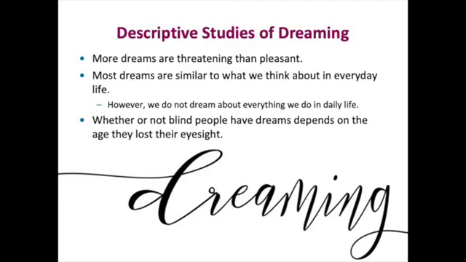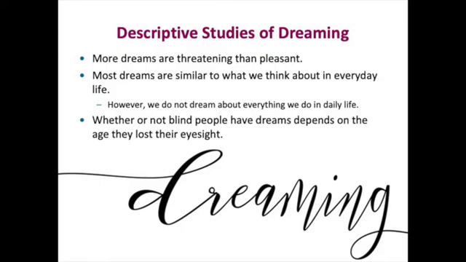However, much or most of dream content is unpleasant, such as falling, being chased, or being unable to do something, at least as reported by participants in research. Although some dreams are bizarre, most are similar to what we think about in everyday life. For example, preteens seldom dream about the opposite sex, but teenagers do. However, we do not dream about everything we do in daily life. People seldom dream about reading, writing, using a computer, or watching television.